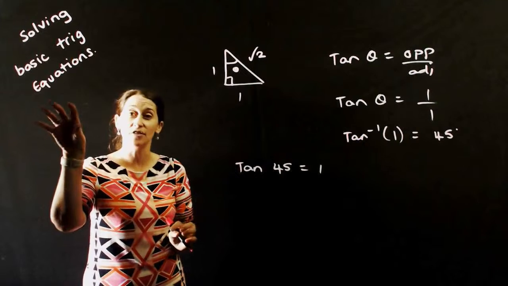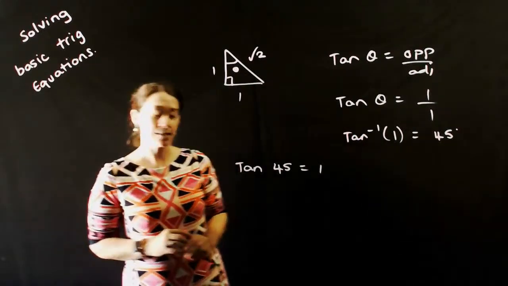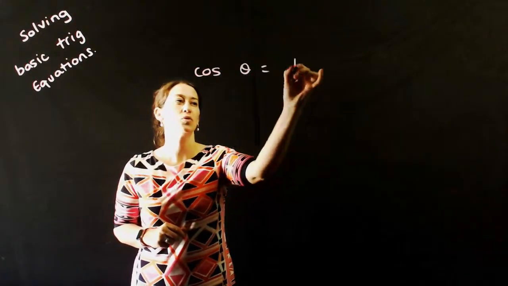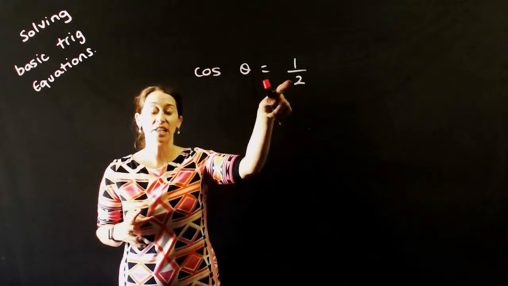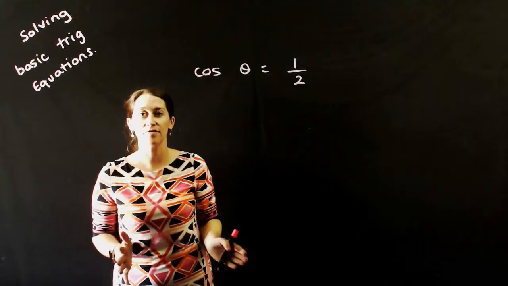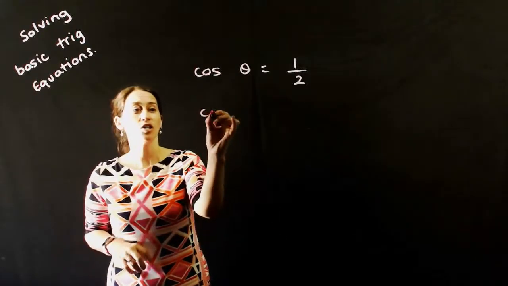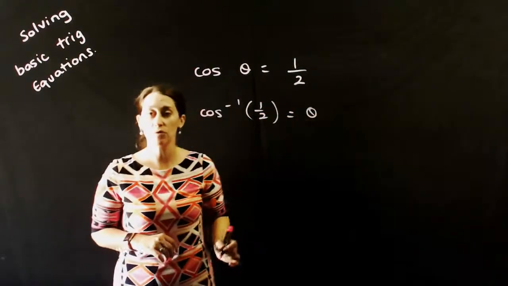So tan to the minus 1 is a way of working backwards and finding out that unknown angle. Now we're going to apply that to solving some basic trig equations today. Let me clear some space. Alright, let's have a look at solving cos theta equals 1/2. Hopefully you can recognise that this is an exact value, so we're going to need to draw an exact value triangle. If you haven't recognised that and you've got the calculator, you can go cos to the minus 1 of 1/2 and that will give you your angle theta.